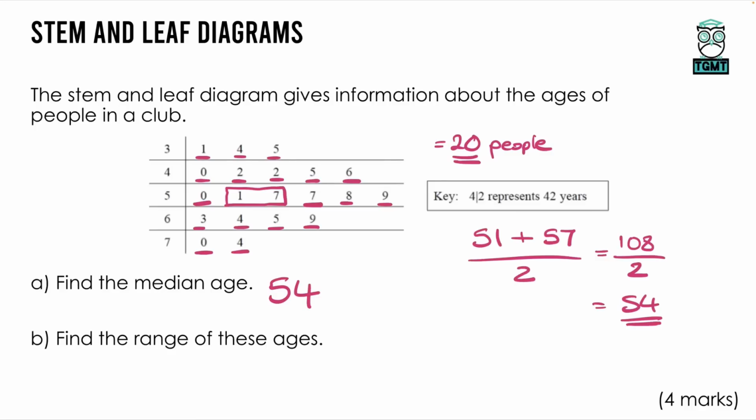The range is really nice for us to find. Here's the biggest number, which is 74, and here's the smallest number, which is 31, just making sure you're using the key. The range is the distance between the biggest and smallest, so 74 take away 31 would be 43. And there we go, that would be our range.